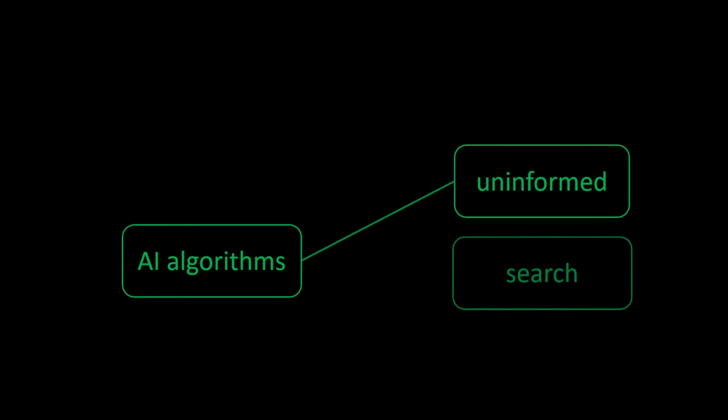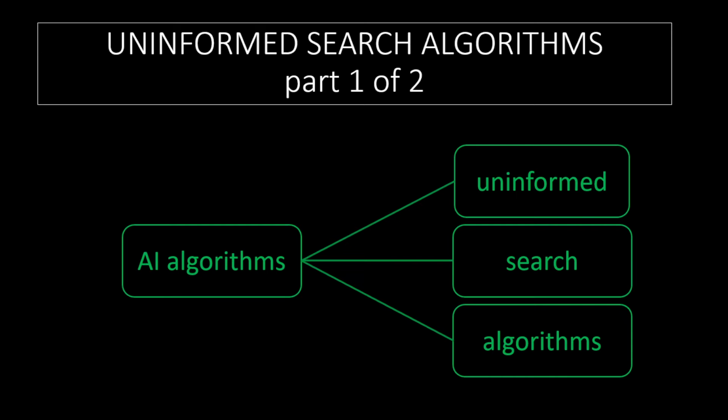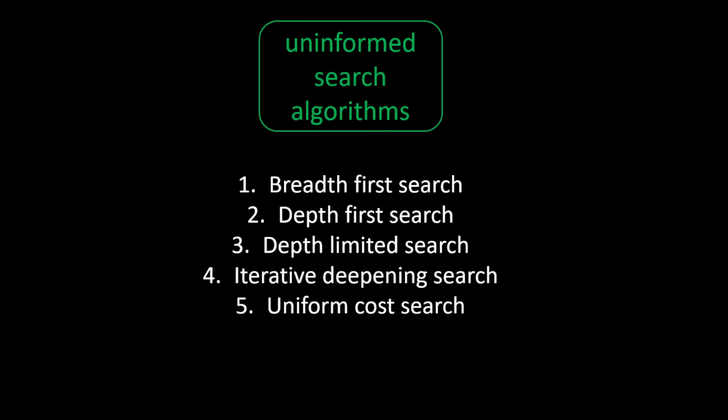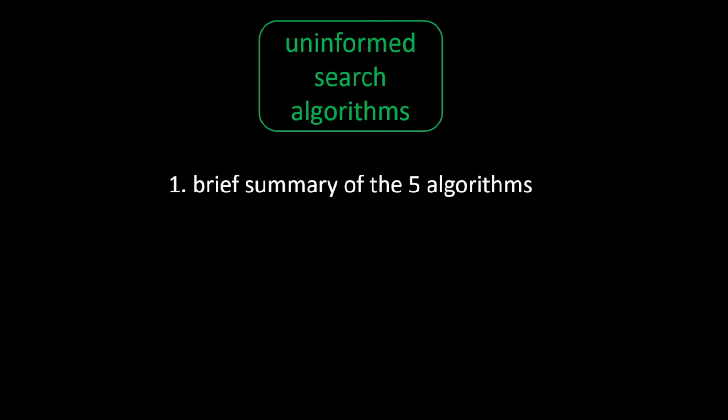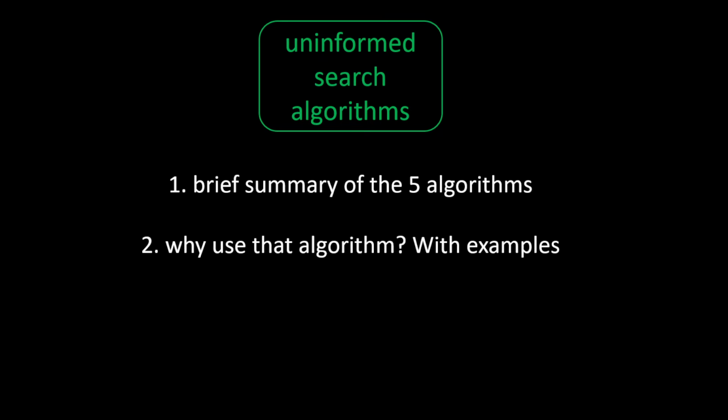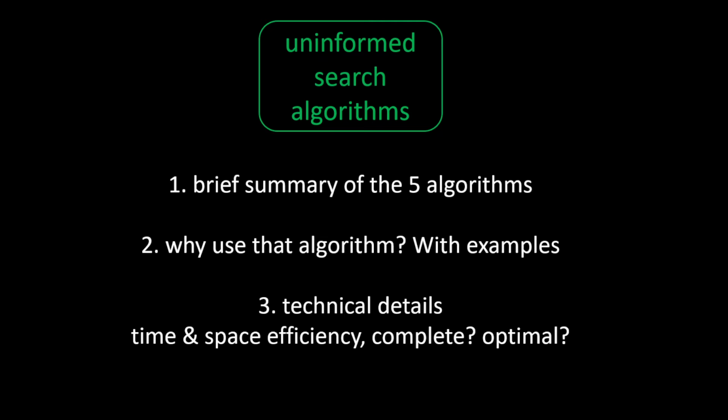How are algorithms used in AI? Well, let's have a look at the uninformed search algorithms. There are 5 main algorithms, so we'll have a reminder of how they work, and then we'll use a simple example to show why use that algorithm. That hopefully will help us understand all the technical details.